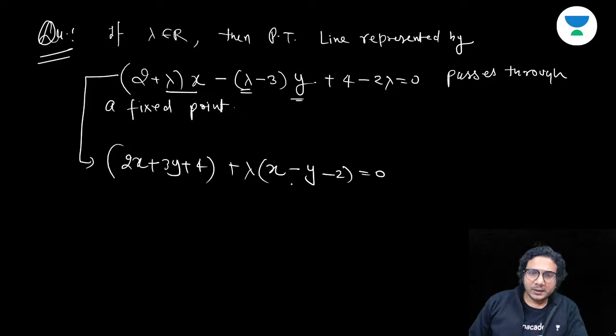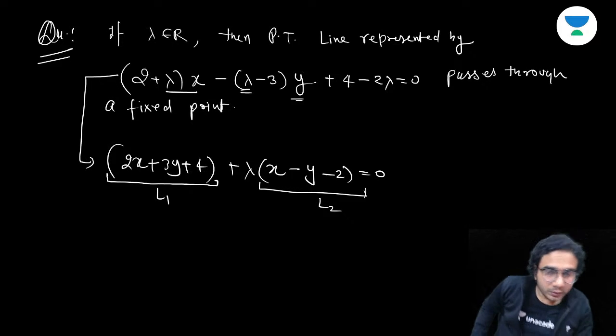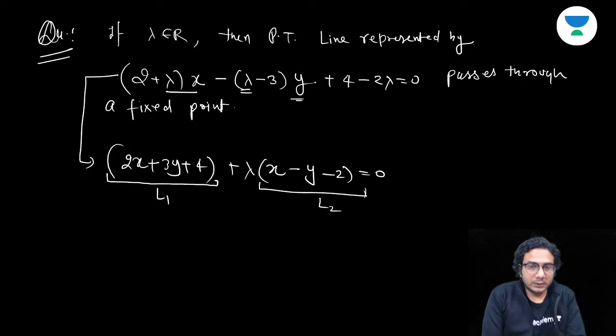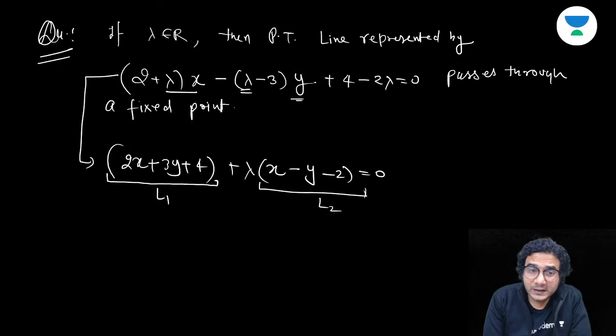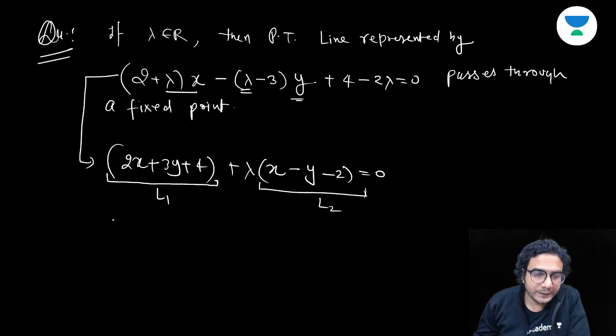This is very direct, but let me explain it first. So this is line L1 and this is line L2, right? Can you see this? This is actually passing through two fixed lines, L1 and L2. This is written as L1 plus lambda L2. You can compare it with L1 plus lambda L2, right? And then we can solve these two equations: 2x plus 3y plus 4 is equal to 0 and x minus y minus 2 is equal to 0.